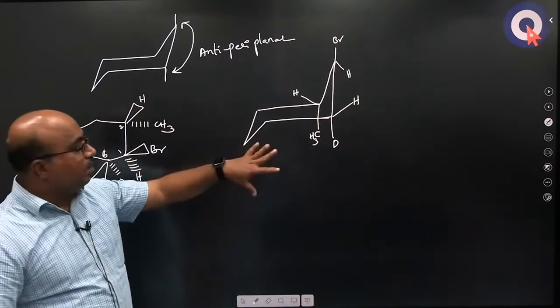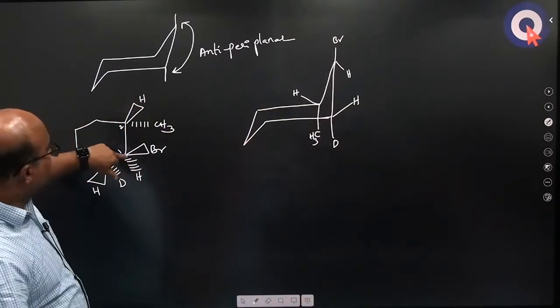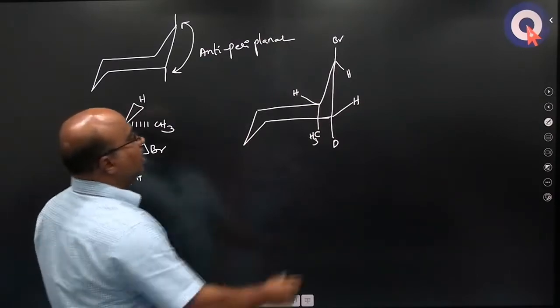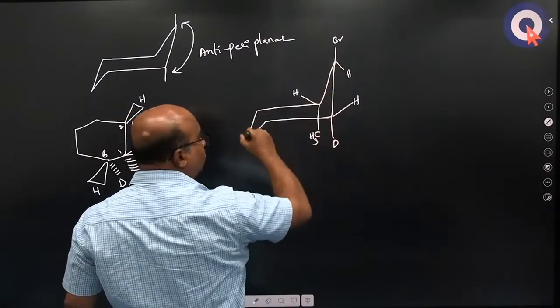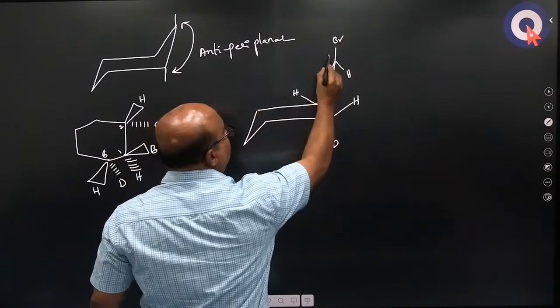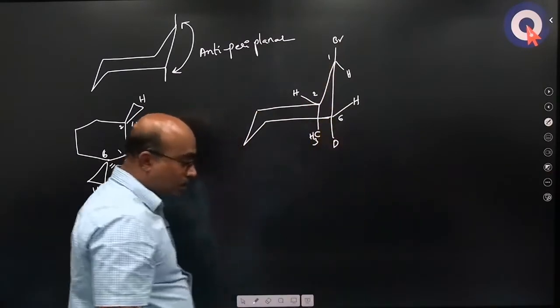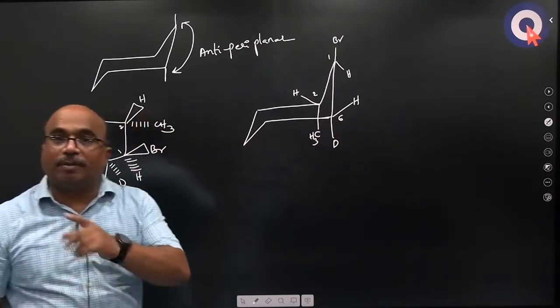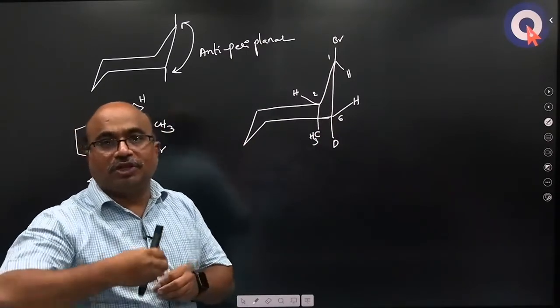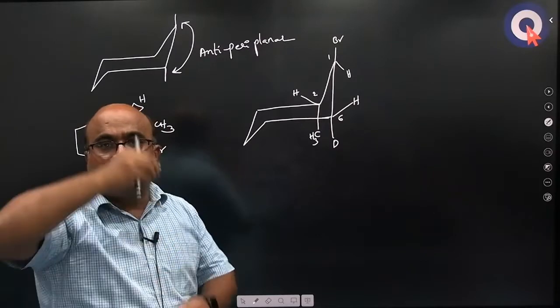So this is the same thing that we represented. So it is anti-clock direction. This is also anti-clock direction we have to move. So this is 1, this is 2, this is 6 again. So during this, what should happen? The groups which are leaving should always be anti-periplanar.